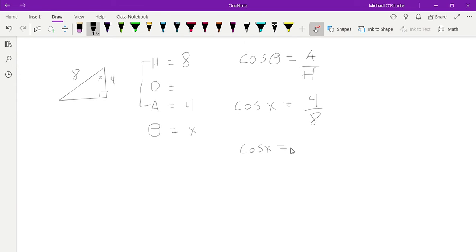Cos x equals 0.5, right? Now I'm going to go to my board here. I have to go to the cos one, right? I try to find 0.5, and it's right here, so it's 60 degrees.